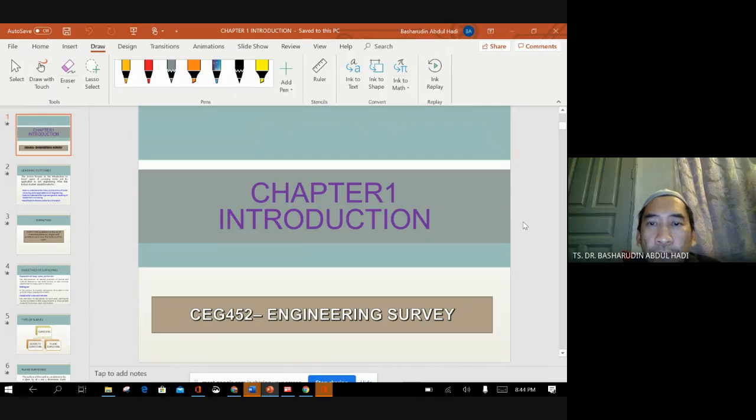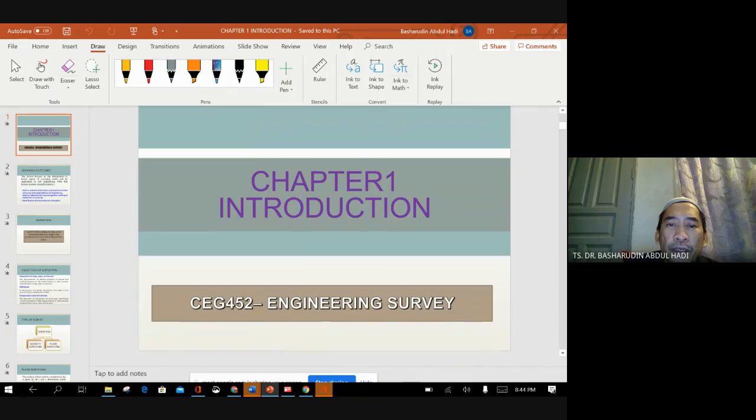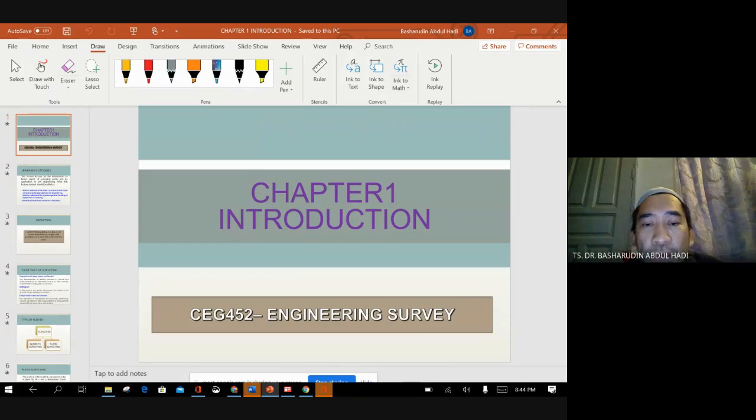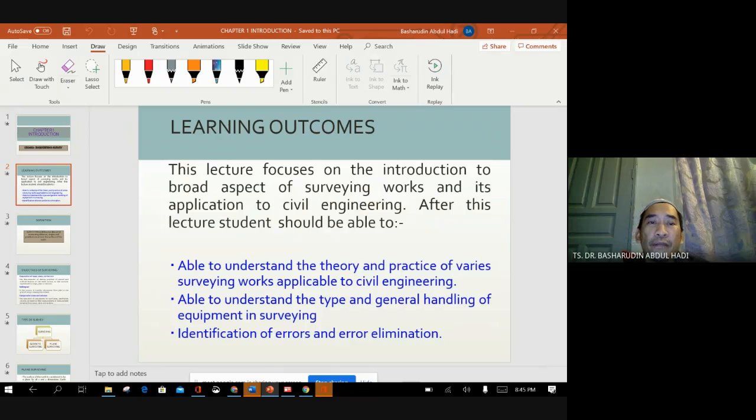Okay. So here we call it Chapter 1, introduction. Of course our subject is engineering survey, under the UiTM code CEG 452, under Bachelor of Civil Engineering with Infrastructure. For this chapter 1, the learning outcome is that the lecture focuses on an introduction to broad aspects of surveying works and its application to civil engineering.